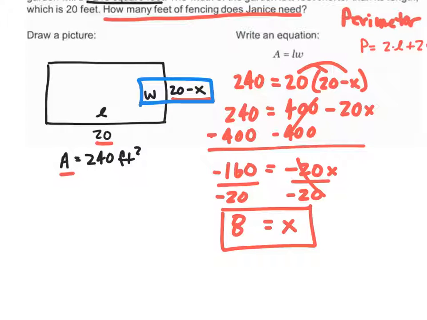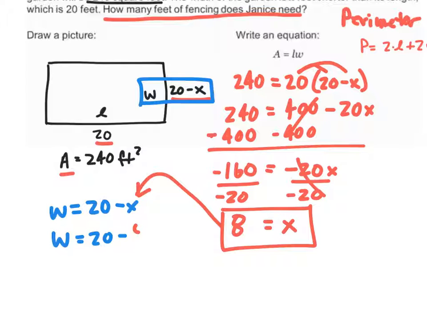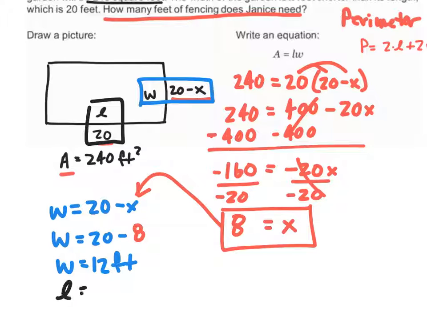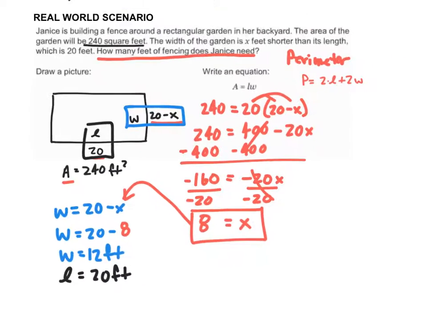And my width is equal to 20 minus x. Now I'm going to plug in 8 for x here. So width is going to be 20 minus 8. And so my width then is going to be 12 feet, where my length, up here, is equal to 20 feet. And so what we want to figure out is the perimeter.